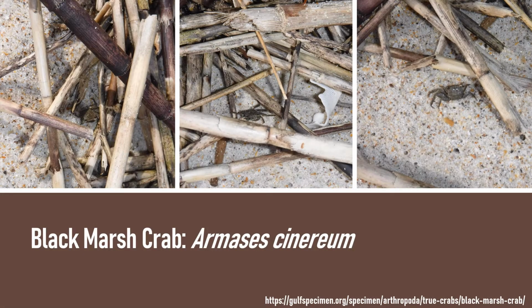Next I have another crab, the black marsh crab, or Armases cinereum. These crabs are known to inhabit salt marshes, and they dwell in the higher vegetated areas, sort of away from the water. These crabs feed on marsh elder leaves and other vegetation.